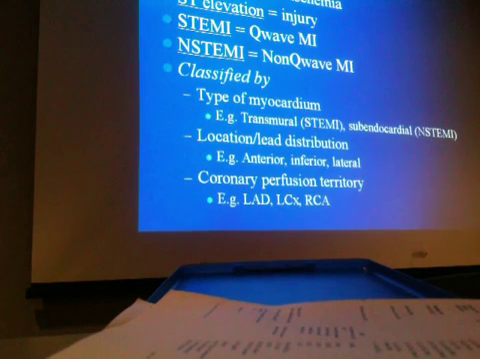That pattern is there immediately, and they have to be in the cath lab and have that vessel opened up within 90 minutes. Okay? Those are the ones. Those are the scary ones. Those are the ones that will kill people quick.